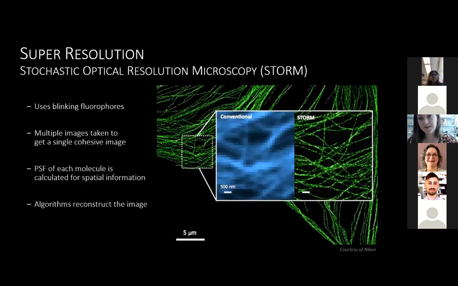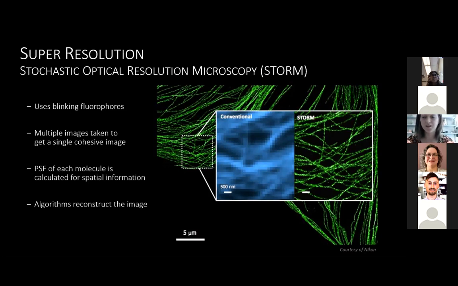The last type of super resolution microscopy that I'm going to talk about is called STORM, Stochastic Optical Reconstruction Microscopy. This is one of the types of super resolution microscopy where you would need specific types of fluorophores in order to achieve this image. A lot of these techniques, you can use conventional fluorophores. Alexa Fluor probes are very popular, and many other common dyes are really popular. But with STORM, you need your fluorescent molecules to blink.